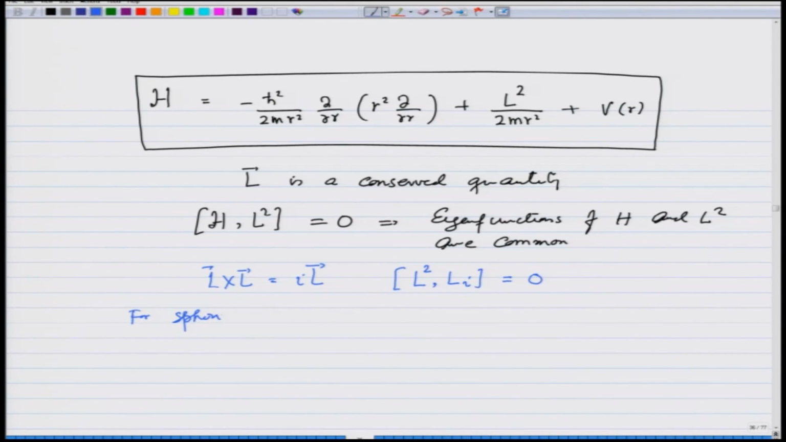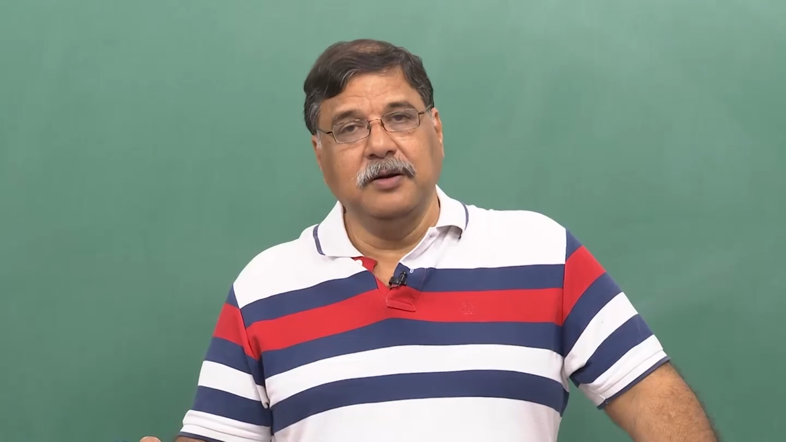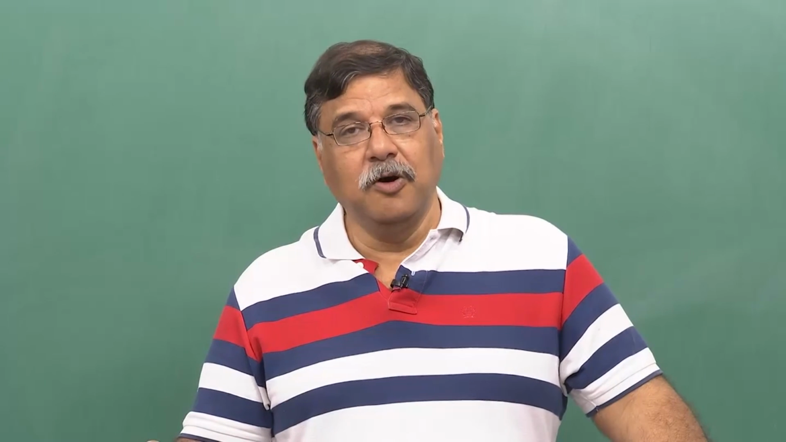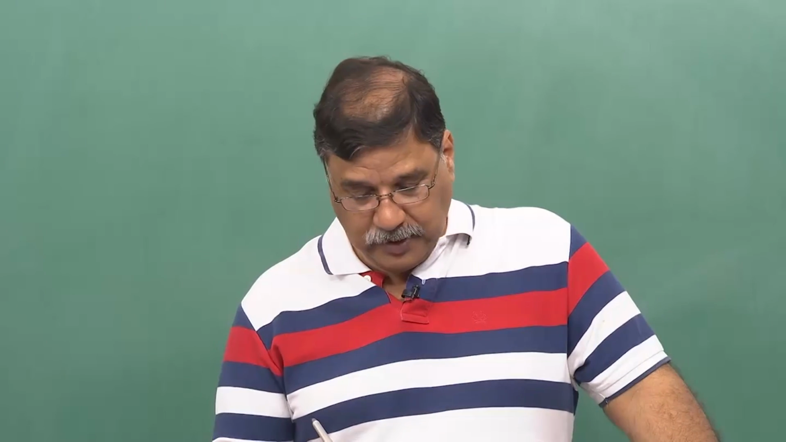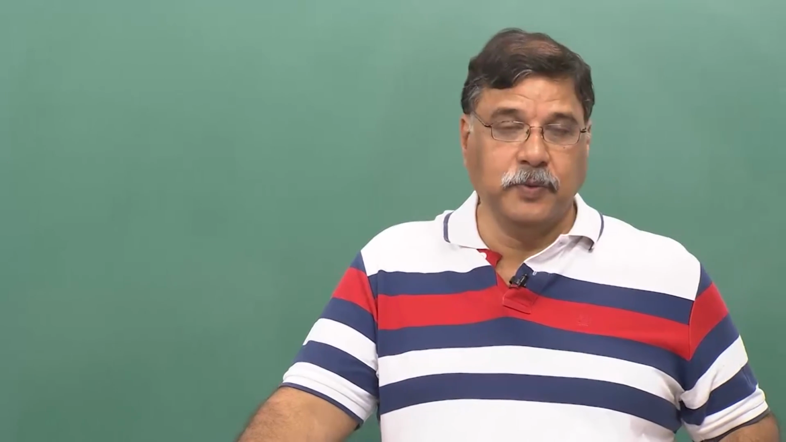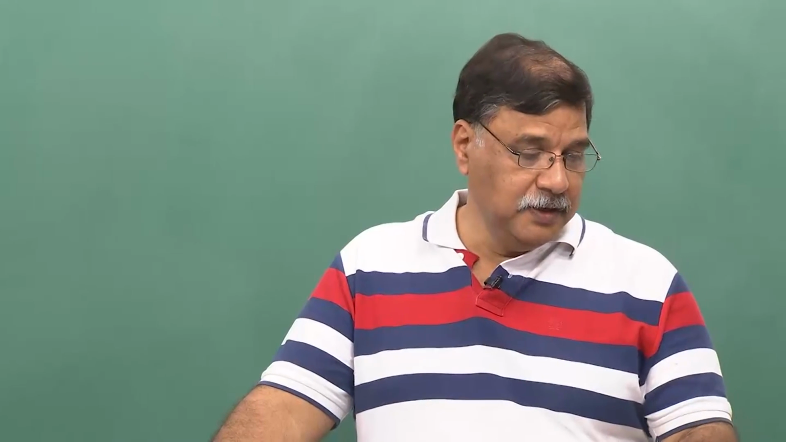spherically symmetric systems the commutator of H and L is 0. That means I can find common eigenfunctions of H and L, the angular momentum, but because of the commutation relation between different components of L, I will be able to find common eigenfunctions of H and only one component of angular momentum, which we usually choose to be Lz, and the commutator of L square and H is also 0. We will use these to find the solutions of the Schrodinger equation for spherically symmetric problems.